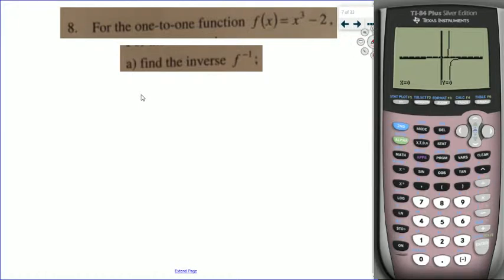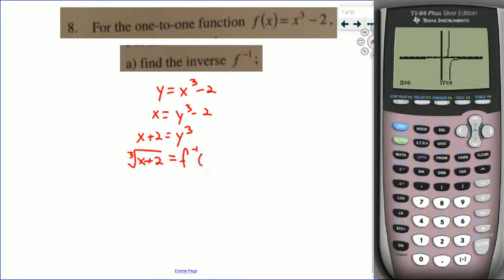Again, take f of x, swap it out for y, and then rewrite the rest of your equation, x cubed minus 2. Then we're going to swap x and y, get x equals y cubed minus 2. Then we're going to add 2 to both sides. We're going to get x plus 2 equals y cubed. We're going to take the cube root of both sides and get that the cube root of x plus 2 is y, which is just our inverse, f inverse of x. Okay. So that is our inverse of our function.